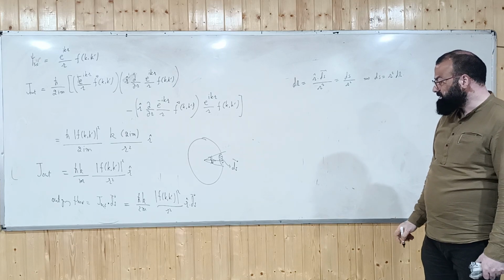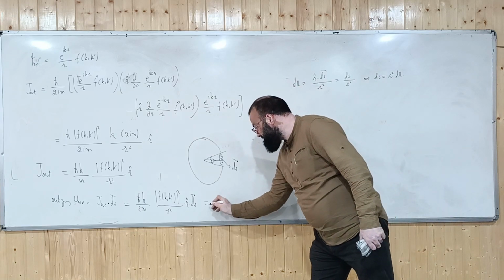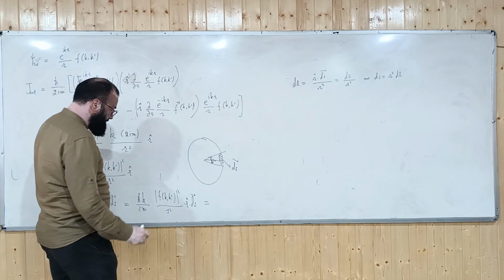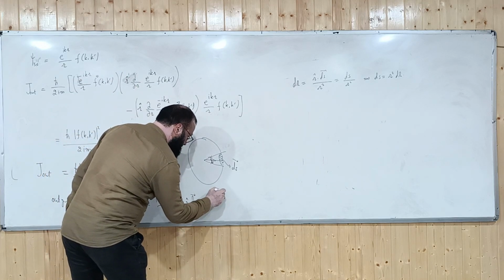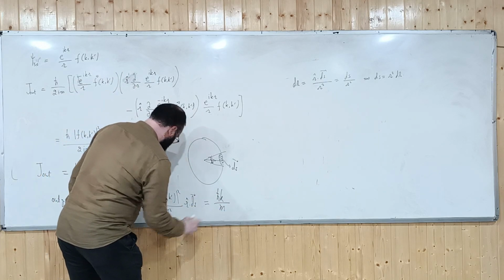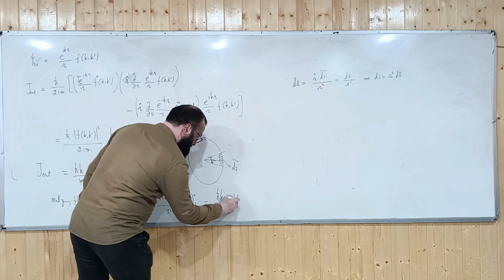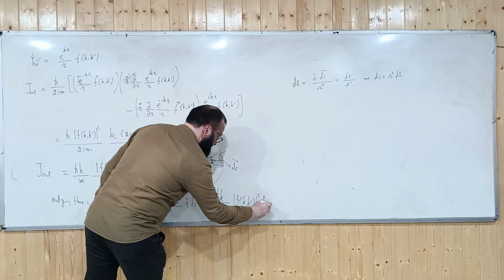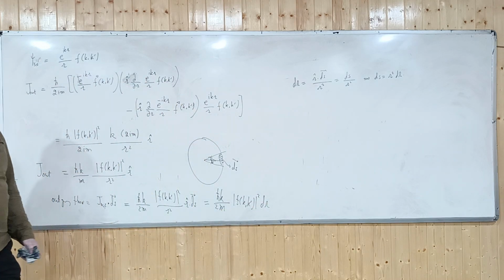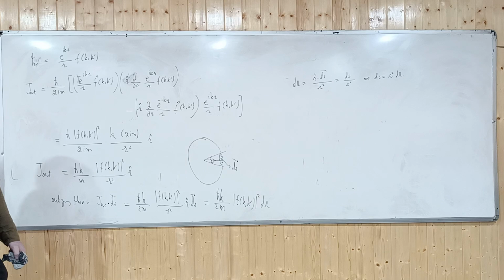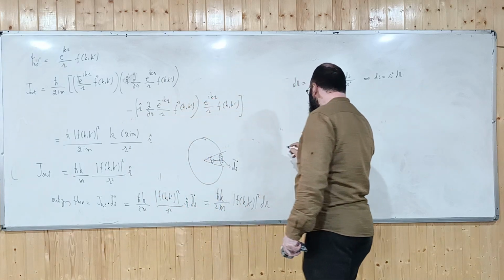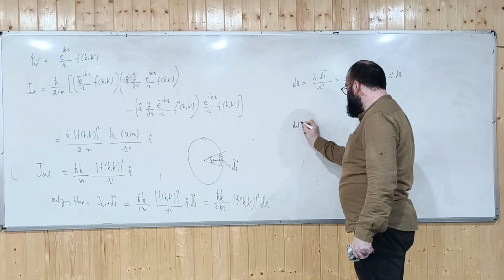So the outgoing flux will be simply, now this r square and this r square will cancel out. So it is simply h cross k by 2m, times mod of f of k prime square d omega. Okay? Got it? So therefore I can now write my differential cross section.